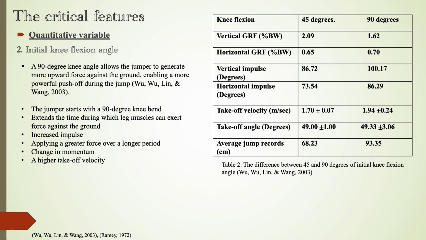The higher impulse at a 90-degree knee angle means that the jumper applies a greater force to the ground over a longer time during the push-off. This leads to a larger change in momentum, which translates to higher takeoff velocity. So this results in a 90-degree knee flexion angle performing a better jump distance compared to a 45-degree knee angle.